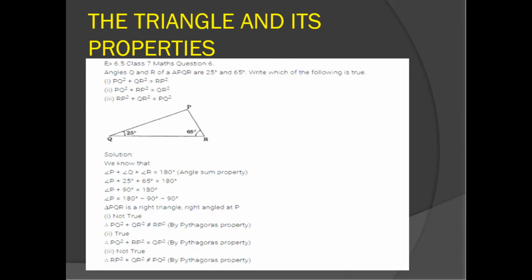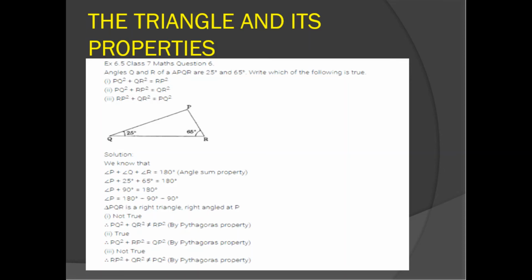Angles Q and R of triangle PQR are 25 and 65 degree. Write which of the following is true: PQ square plus QR square equal to RP square. In this, we know angle P plus Q plus R equal to 180 by the angle sum property. The sum of all the three angles of a triangle is 180.